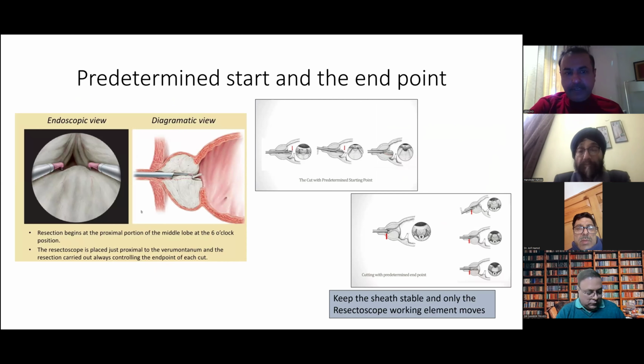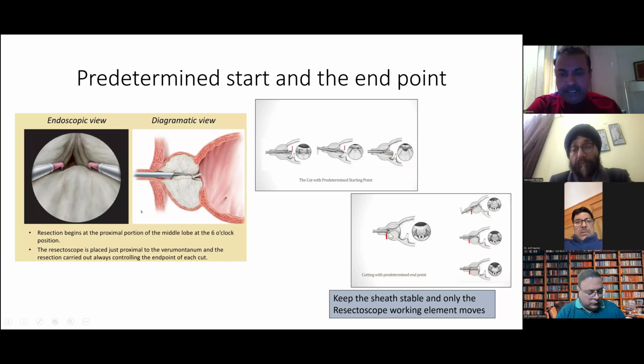Regarding the technique, it is called a predetermined start and end point. It means you got to keep your sheath in a very stable position. You can't move your sheath. So in your mind, you need to understand this is the endoscopic view. Here the sheath is fixed, and you are just moving the loop around. So you should know which is the predetermined start point. Like in this case, this is the starting point you have to do, and this is the predetermined end point.